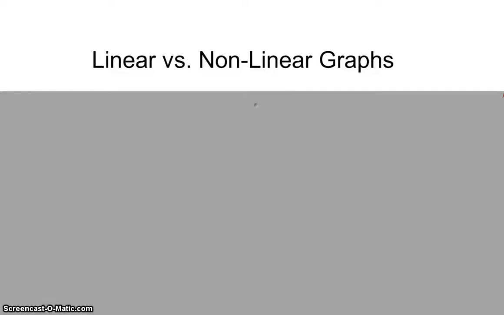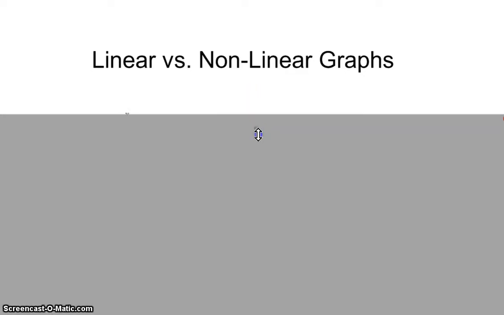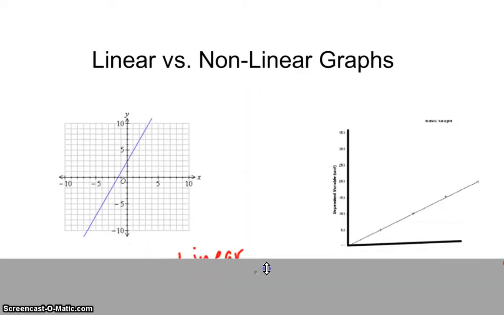All right, today we are going to take a look at the relationship between our variables, and we're going to start exploring different relationships between our independent and dependent variable. And more specifically, today we are going to look at our linear and non-linear graphs. So first off, we're going to take a look at some linear graphs.